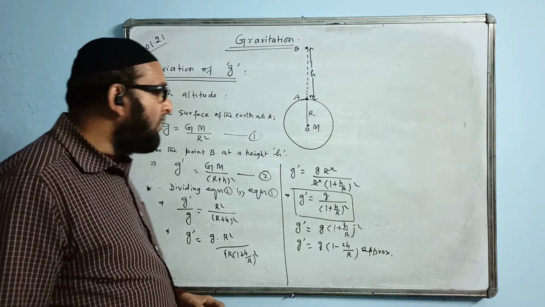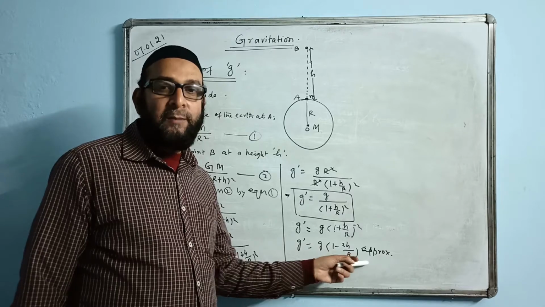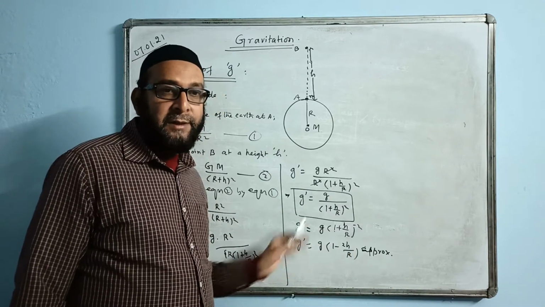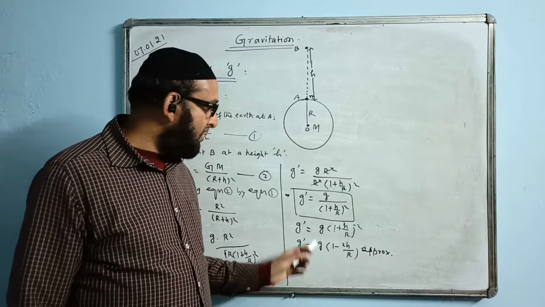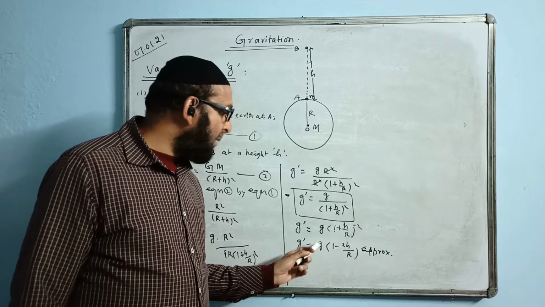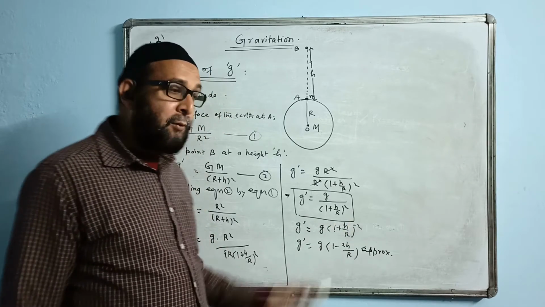For the problems and all, we will be using this formula. This is a formula just to get an approximate value. We are doing it like this and showing that the value of g is decreasing with the increase in the altitude. Once g minus 2h by r times g comes here, then by this value, almost the value has decreased approximately.